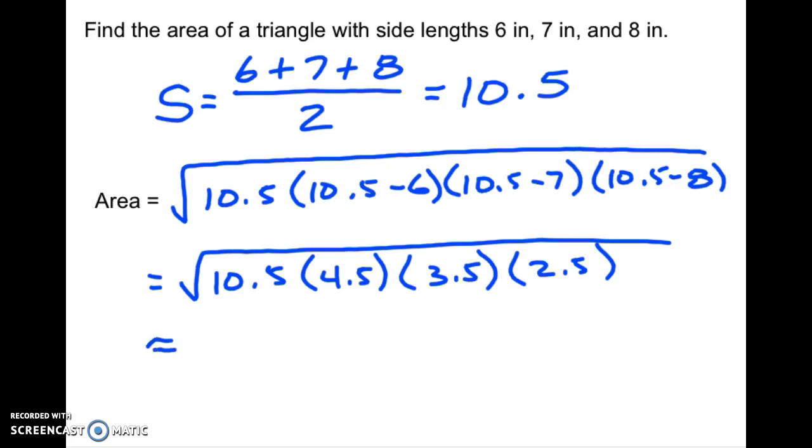Plug it in on the calculator, take the square root, and hopefully you should be getting somewhere in the neighborhood of 20.333, and this would be square inches.